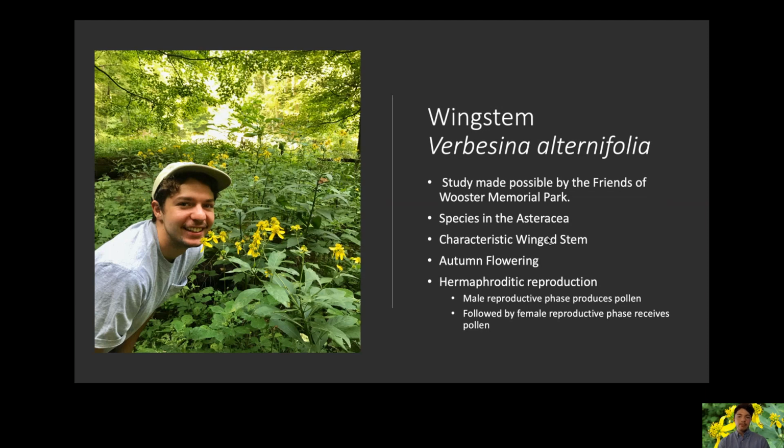Here I am in Worcester Memorial Park. I was able to go to that park to study my species thanks to the Friends of Worcester Memorial Park.